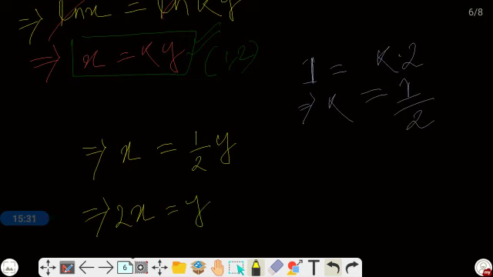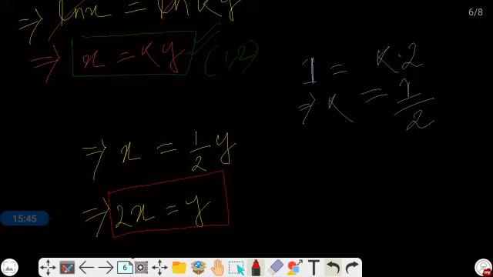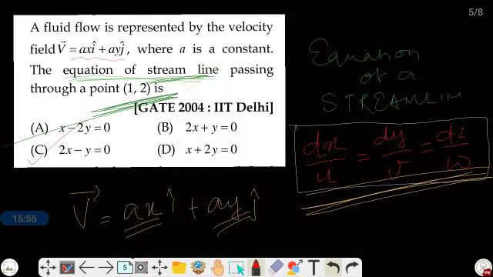This is my final equation. So 2x is equal to y, we can write it as 2x minus y is equal to 0. So option C is the correct answer.